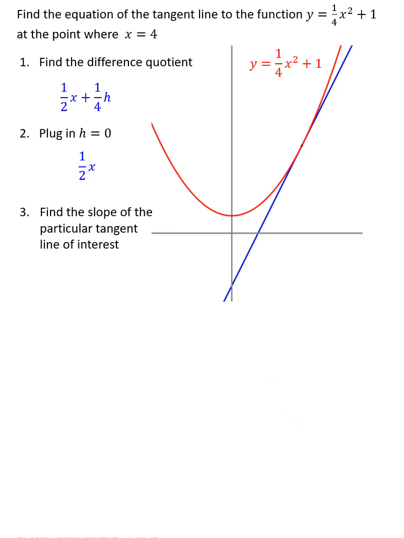And now we can find the specific tangent line we want by taking x equals 4, which turns out to be 2, which I found by plugging 4 into the tangent line formula. That means the particular tangent that we want, the one shown in the picture, has a slope of 2.